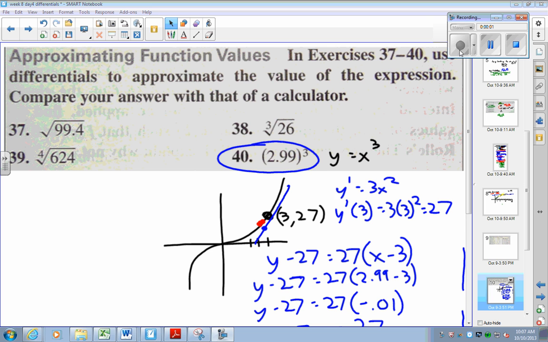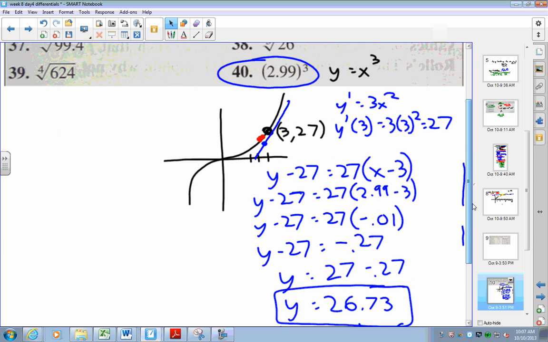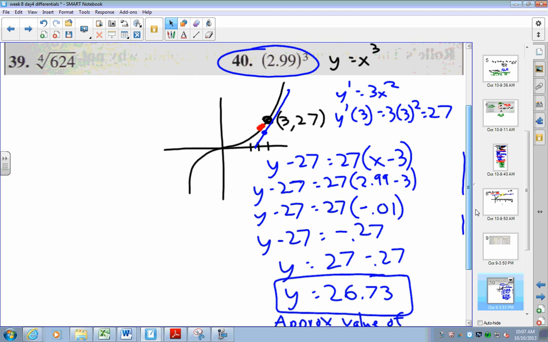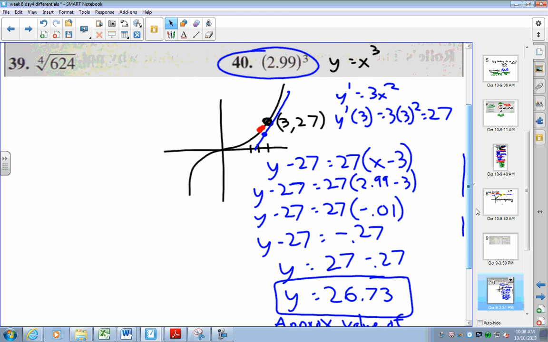So there's my answer right there. Again, a lot of you didn't draw a picture. Shame on you. Draw a picture. It helps you visualize. Okay.